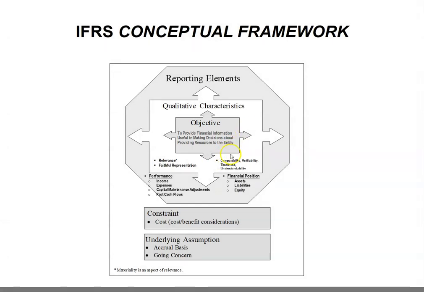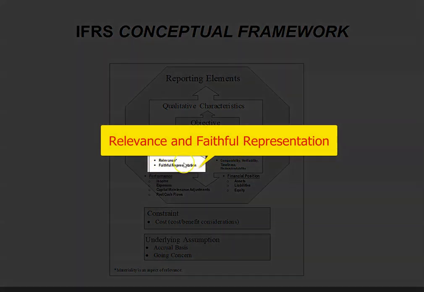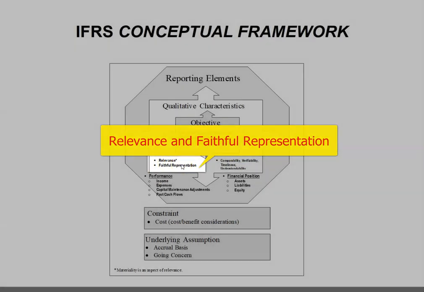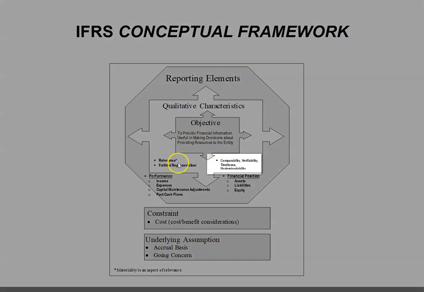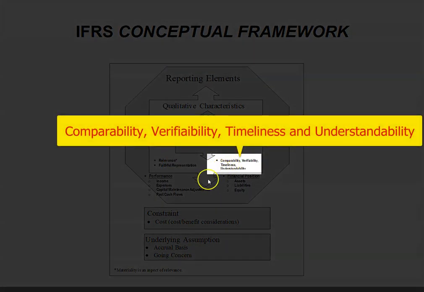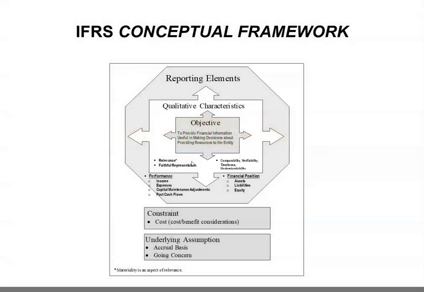The objective is surrounded by qualitative characteristics of useful financial information. These include the fundamental characteristics of relevance and faithful representation. Remember that materiality is an aspect of relevance, and the enhancing qualitative characteristics, which include comparability, verifiability, timeliness, and understandability. We will discuss each of these fundamental and enhancing characteristics in detail later.